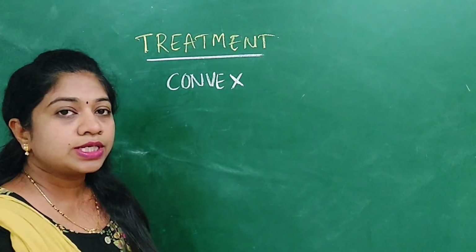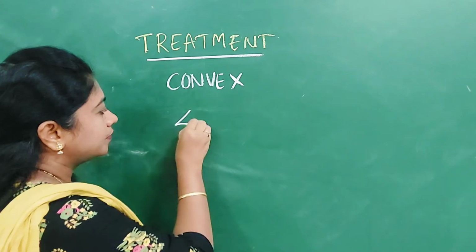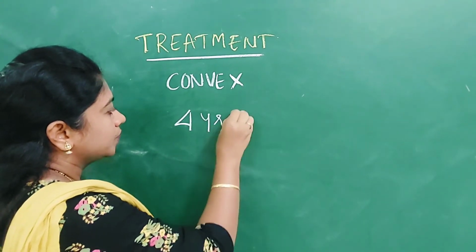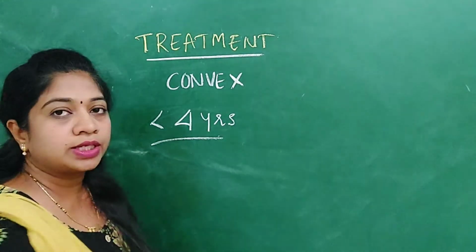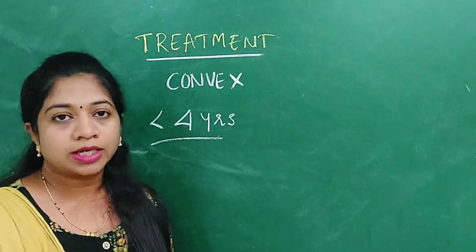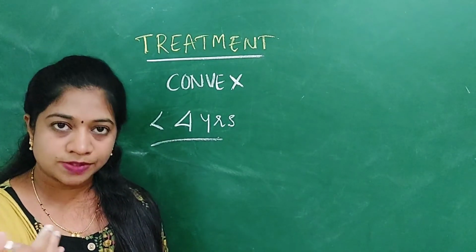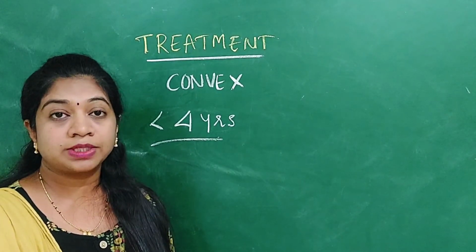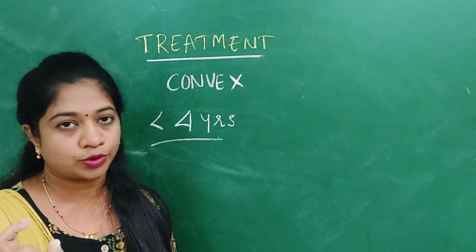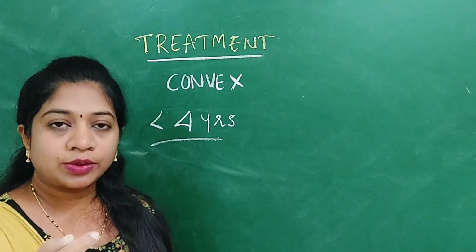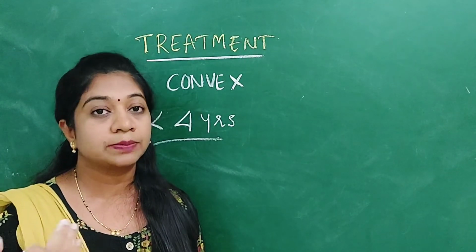The next scenario is the patient with the age of less than 4 years. These children of less than 4 years will usually accept the full correction that you give. But once the children become a little older, in the school going age group, they may not accept the total hypermetropic correction that you want to give. So try to undercorrect, give the number which the patient accepts.